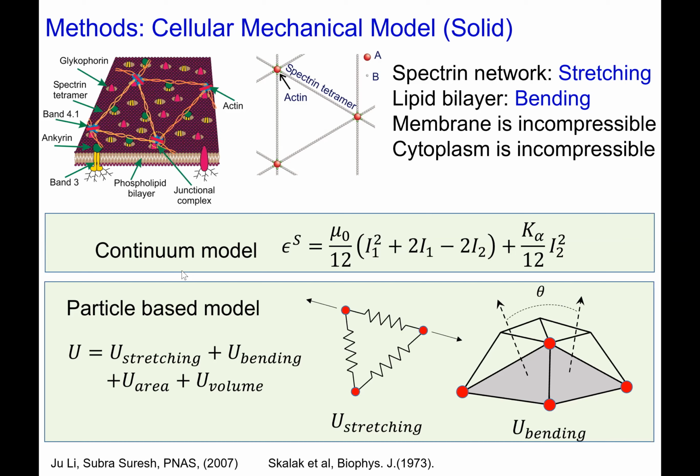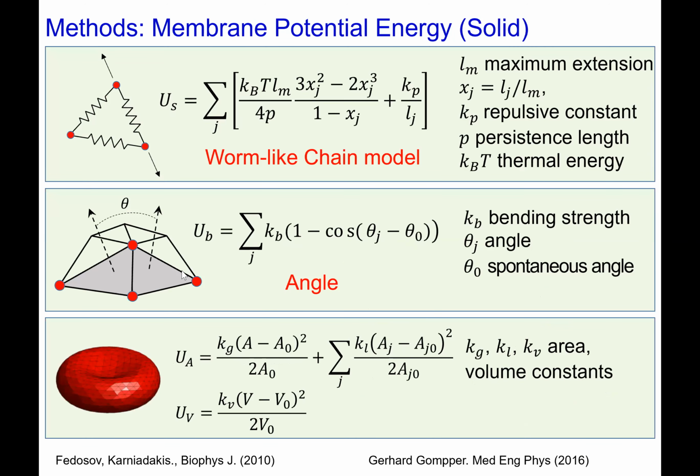So obviously the simplest spring we can use is a harmonic spring, right? F equals Kx. But here we use a slightly more complicated one. It's called the worm-like chain model to better characterize the membrane stretching behavior. But the idea is the same. It's just a spring potential.